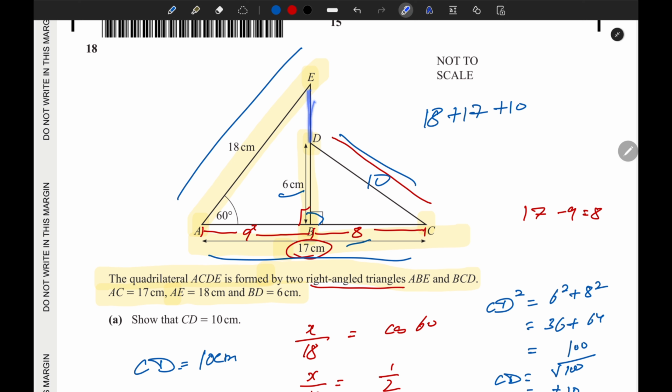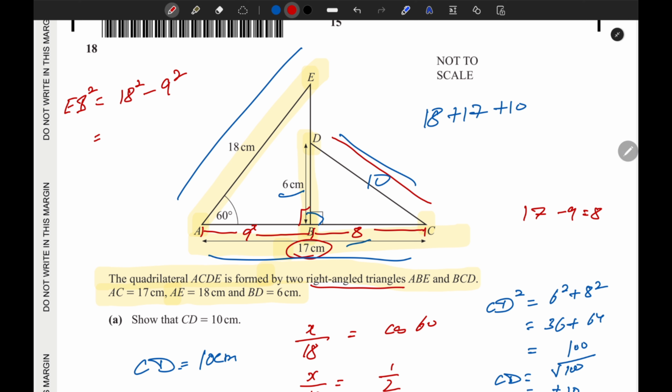We can use this triangle. We can use this right angle triangle to get the side. So EB will be, what will be EB? EB square actually will be equal to the hypotenuse square, 18 square, minus 9 square. So I think this is clear, because this is hypotenuse square, this is a right angle triangle.